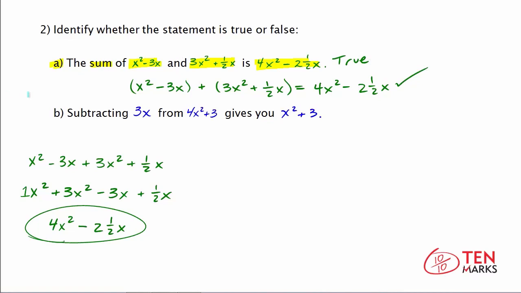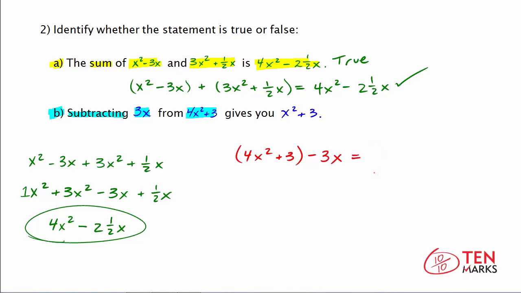Now let's take a look at the second one, B. Subtracting 3x from 4x squared plus 3 gives you x squared plus 3. So now, again, let's focus. We're subtracting, and what are we subtracting? We're going to subtract away 3x from 4x squared plus 3, and we can write that out. So 4x squared plus 3, and we want to subtract away 3x, so minus 3x.